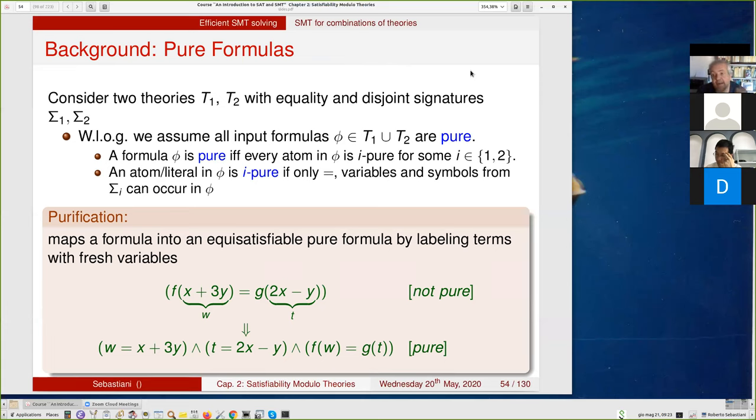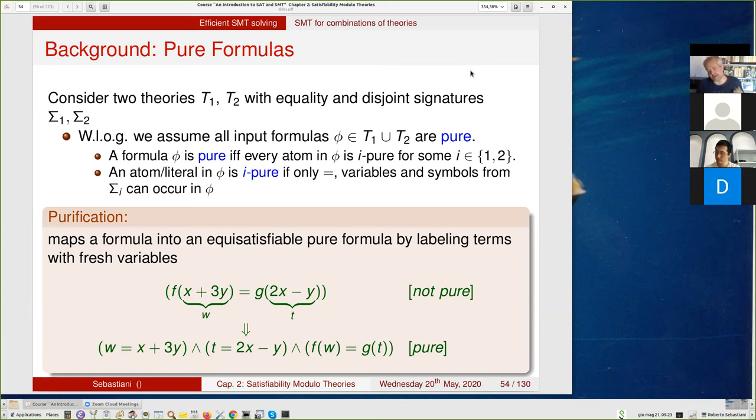So for instance, you have arithmetic and arrays. Arrays have read and write as functions, the other has plus, minus, constants, smaller or equal, greater or equal, and so on.